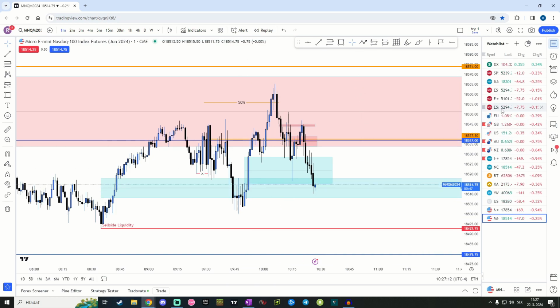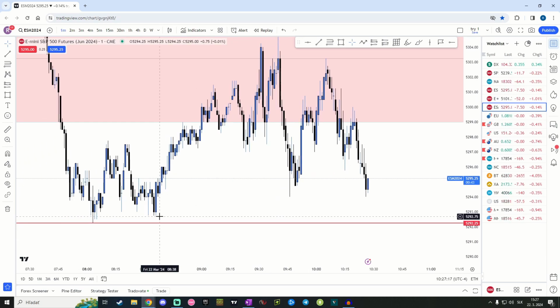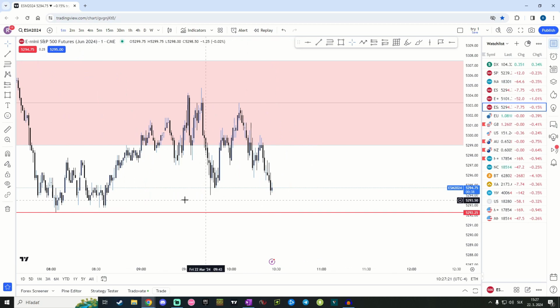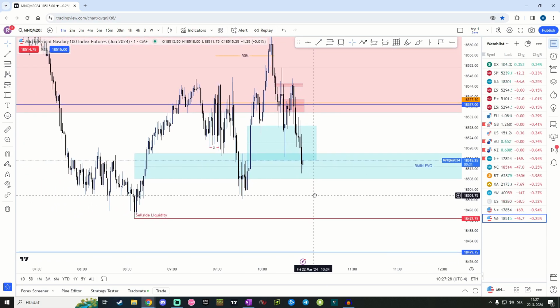I would really think based on how ES is repricing, we have made the same low of this one as I was saying, and we are really close to these liquidity pools. I really think we will see the market drop down here. So I'm just waiting for it to happen.